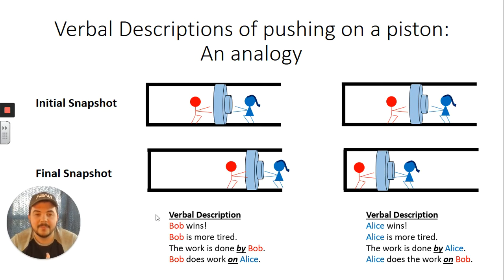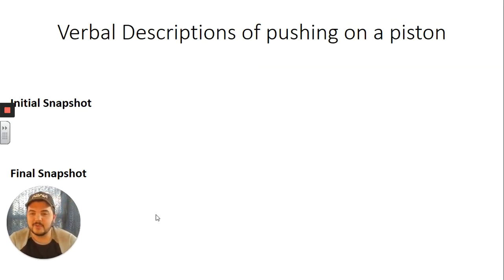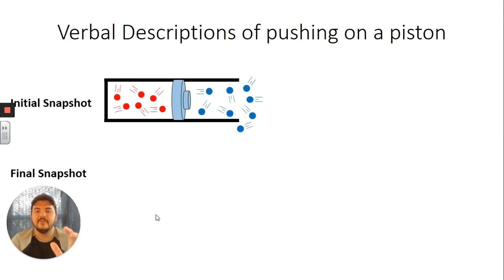So let's move our picture away from people inside of our cylinder, and let's look at actual gases now. So there's our initial snapshot. We've got the red gas particles that are zipping around in there representing the gas in our system. We are defining the system to be the gases inside the cylinder. And the blue gas particles here, those are any gas outside of our system, but it could also be any other things outside of the system.